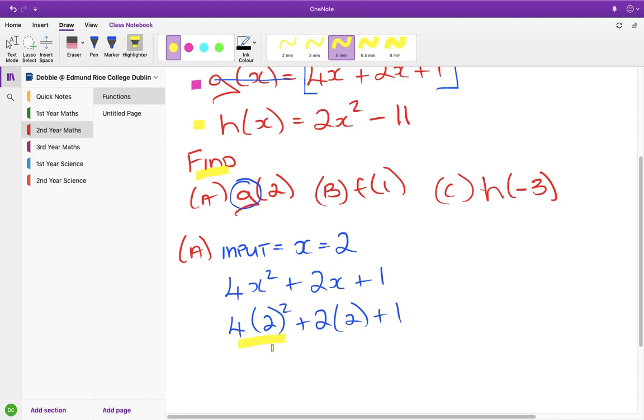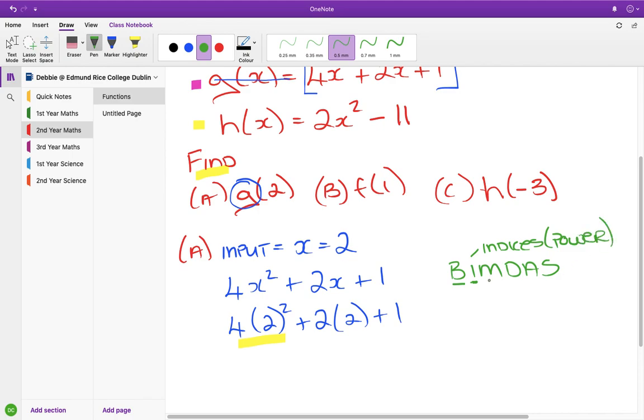First part here is a little tricky. So it follows BIMDAS. So brackets, indices. Okay, indices is another word for power. And the next one here, M, is multiply. So indices or powers comes before multiply, which means you have to do the power first before you multiply by the 4. Okay, so we leave the 4 alone and we'll do the power.